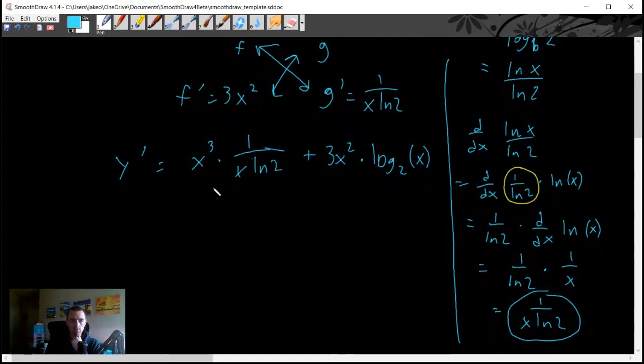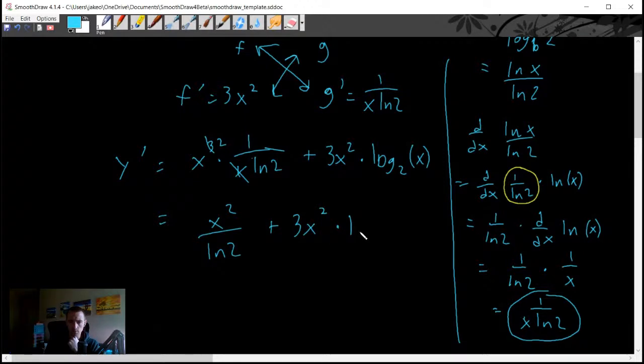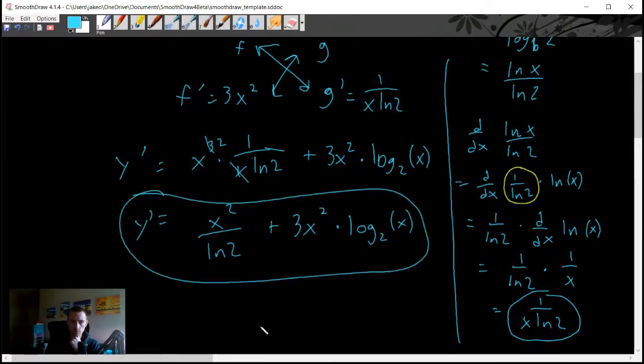Okay, so now we can simplify this a bit. We have x cubed, and then we're dividing by x right here. So this x is going to cancel with one of these x's, just giving us x squared. And then we can multiply this onto the numerator here, so that gives us x squared over natural log of 2. And over here, there's not really any simplifying to do with that piece, so it would basically just be 3x squared times log base 2 of x. And that's going to be the derivative based on the product rule formula.